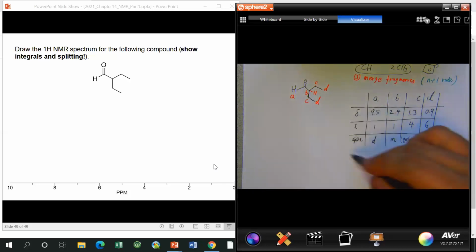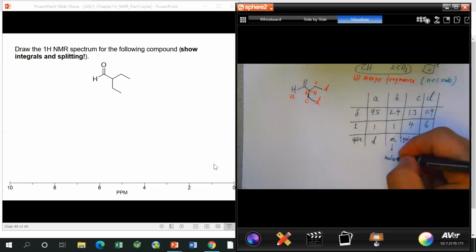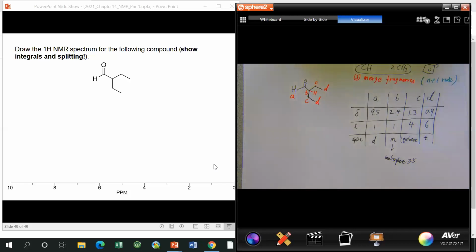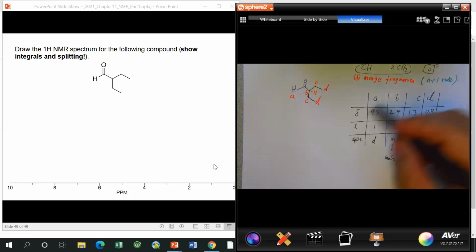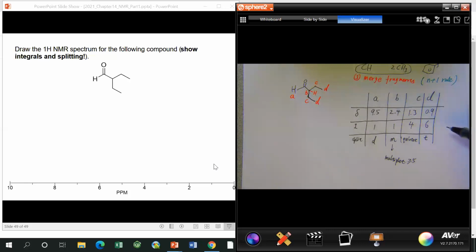Once you have done this chart, what is M? M is a multiplet. Normally you see 5 or above 5 peaks, so you can call it a multiplet. Once you have this chart, it is relatively easy to draw the NMR spectrum.